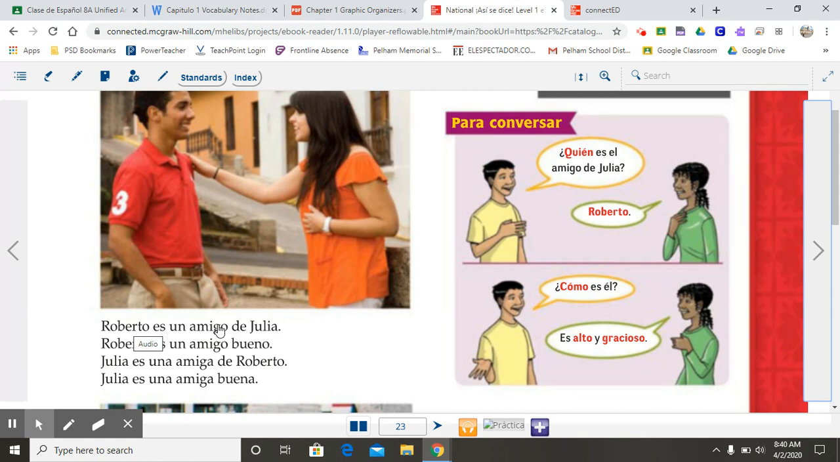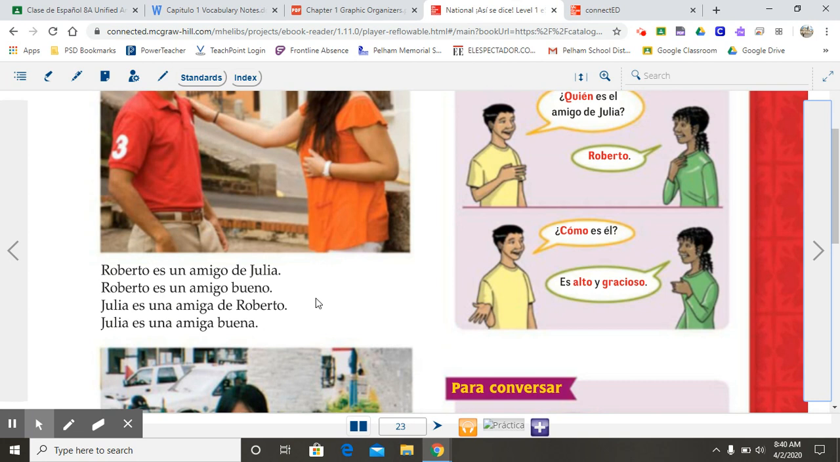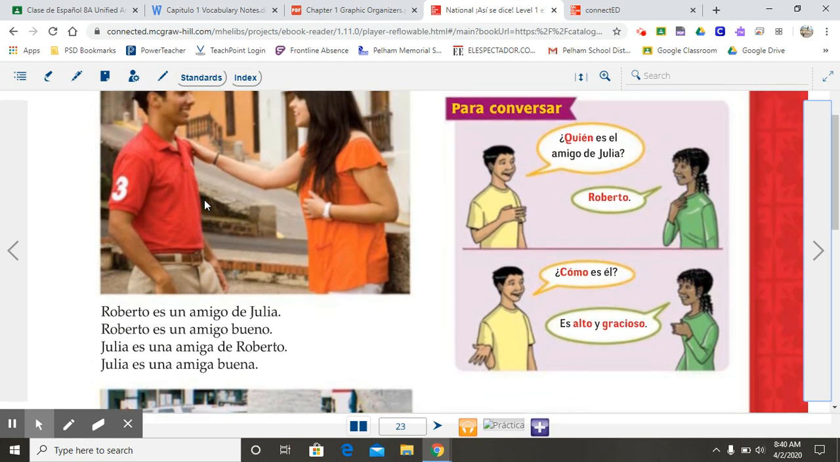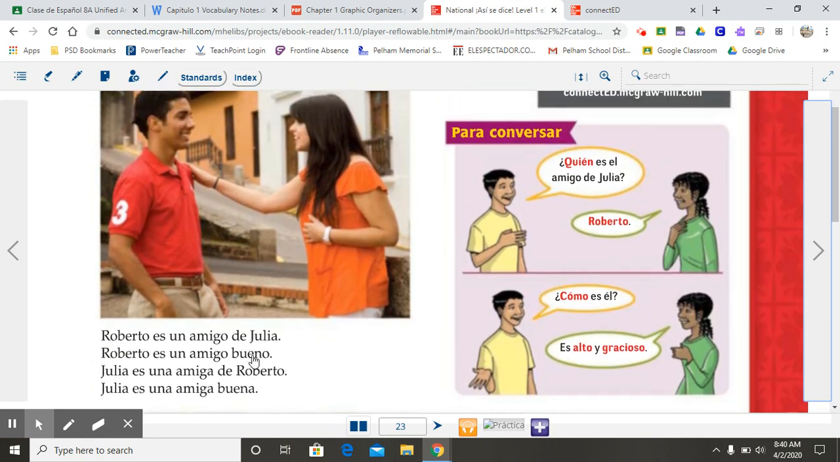Roberto is a friend of Julia. Roberto es un amigo bueno. So here's the book throwing us another vocab word. But you might have seen this word in the past, bueno, like buenos días. So what do you think about this friend? Good friend or bad friend? A good friend. Like buenos días. Buenos means good day. Buenos días, good days.